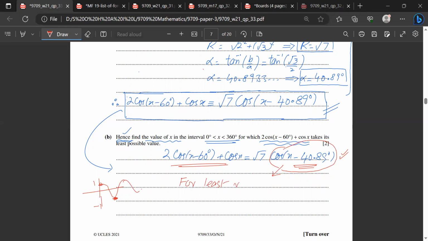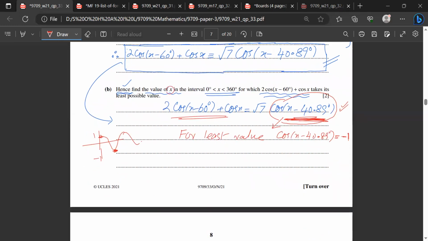So for the least value, you'll have to set cos of x minus 40.89 equal to -1. So the value root 7 multiplied by -1, that is minus root 7, will be the least value, but that value is not required. To find the value of x, x minus 40.89 is equal to cos inverse of -1. Just one value is required: x minus 40.89 equals 180 degrees.